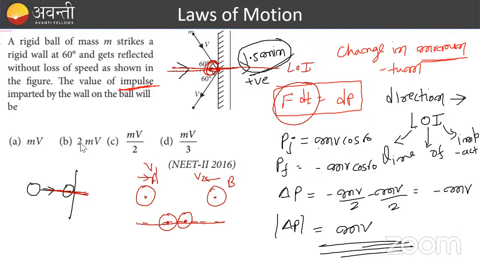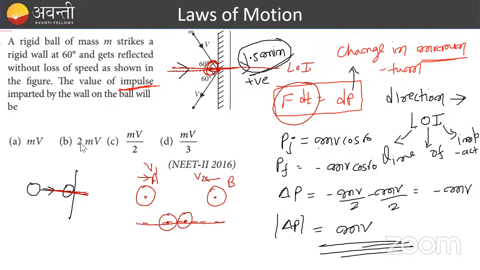The value of impulse imparted by the wall on the ball will be MV, not 2MV, right? Why are we not writing 2MV? Because we calculate the change in momentum along the line of impact. How do we draw the line of impact? Just join their centers of mass.